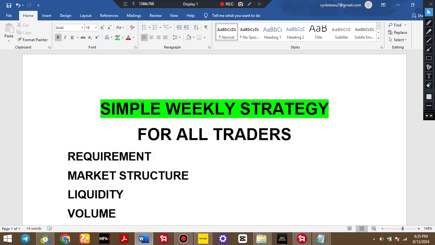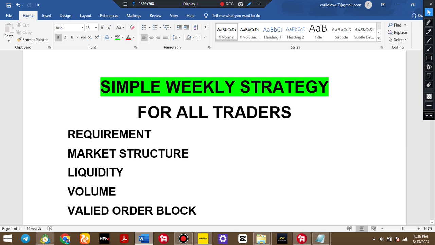Now today's strategy is not based on indicators. We are going to be doing just simple technical analysis, and this is going to be done on the weekly time frame for any pair, be it currency, be it volatility, synthetic indices, any pair. So the requirements for you to get the strategy right are these.